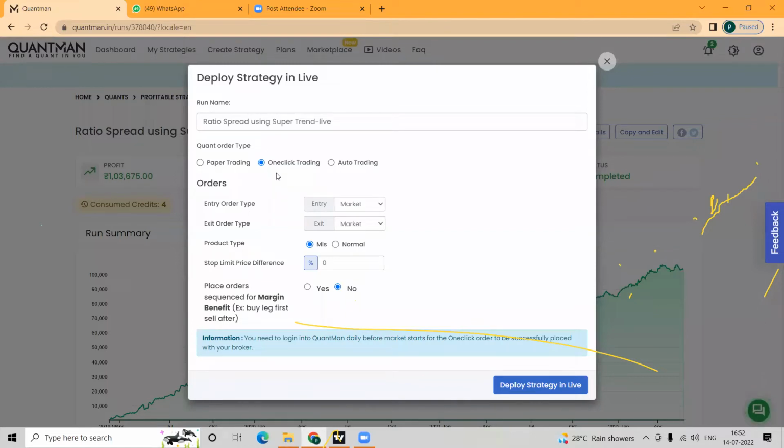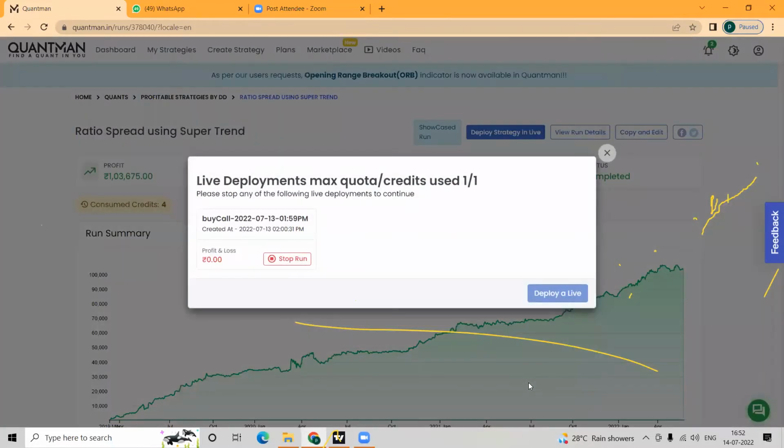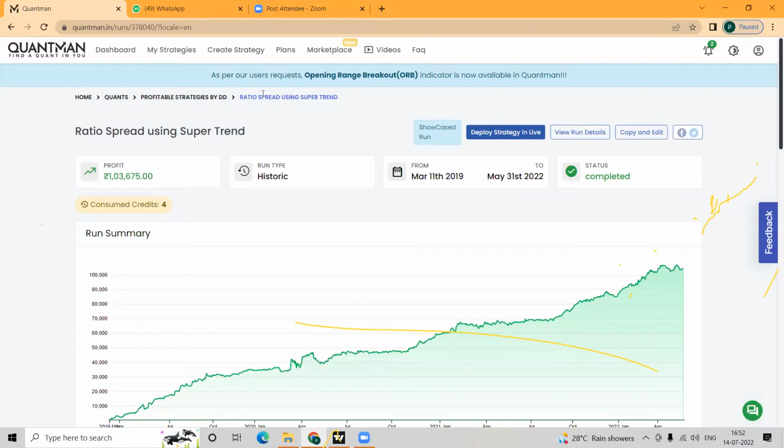So I don't want all this noise. I just want to focus on my work. Just click auto trade. Whenever the signals arrive, the orders will be placed on your terminal. So if I choose auto trading and deploy the strategy in live, that's it. Actually, it is a new account, so if you buy the plans, it will allow. So that's it. It is a very simple mechanism.